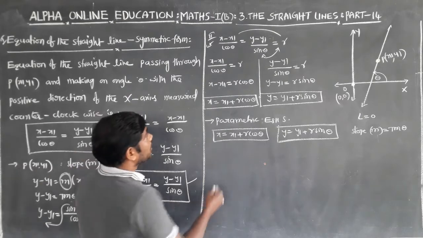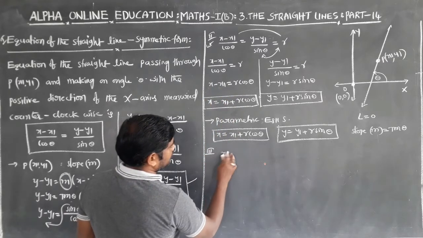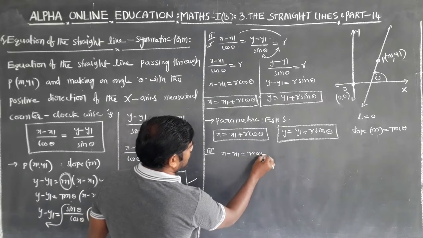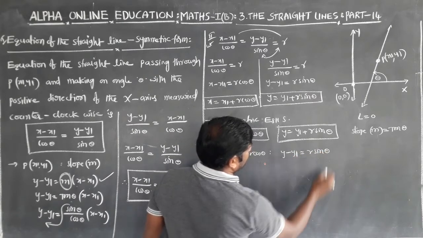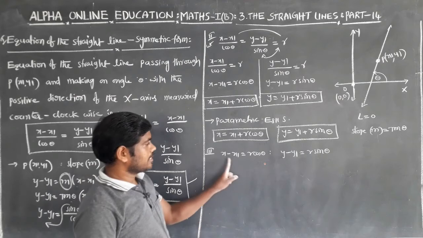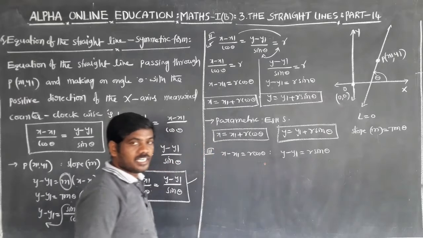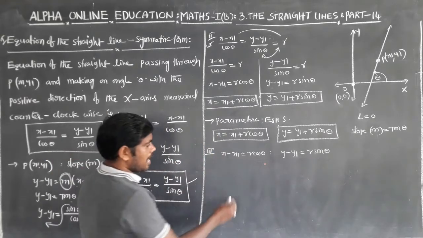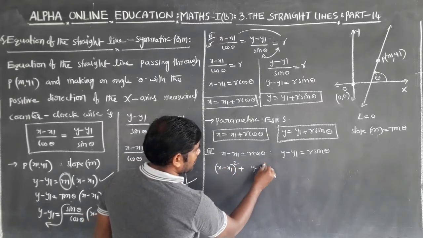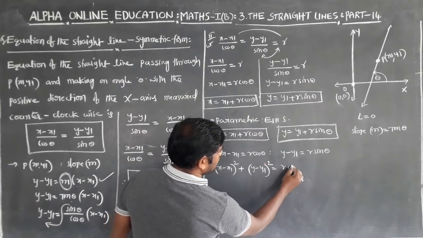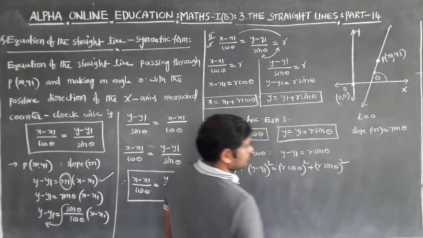Next one is here: x minus x1 is equal to r cos theta, and y minus y1 is equal to r sin theta. Here, squaring and adding: x minus x1 whole square plus y minus y1 whole square is equal to r cos theta whole square plus r sin theta whole square.